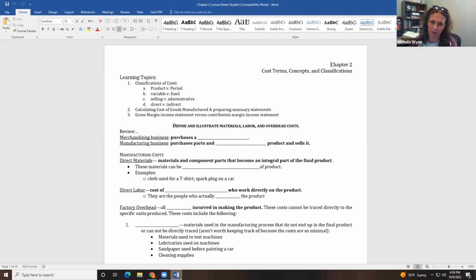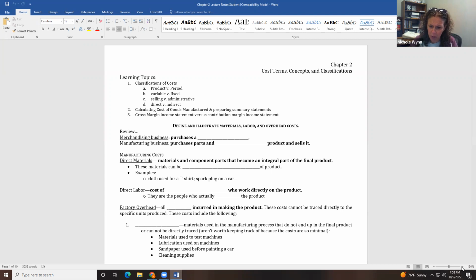So this whole chapter, chapter 2, is about different kinds of costs that you experience. Costs can be classified in a lot of different ways. They can be variable or fixed. They can be direct and indirect. They can be product and period. So we will learn how to classify different costs and also how to write a cost equation, how to estimate what your costs are going to be and come up with a cost equation for that.